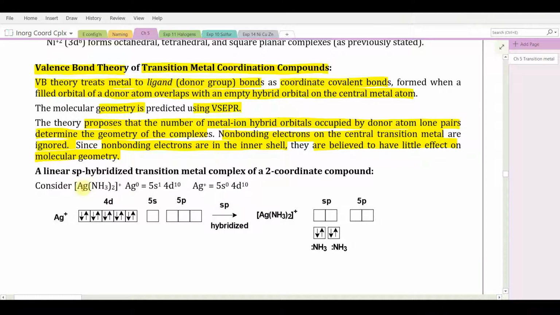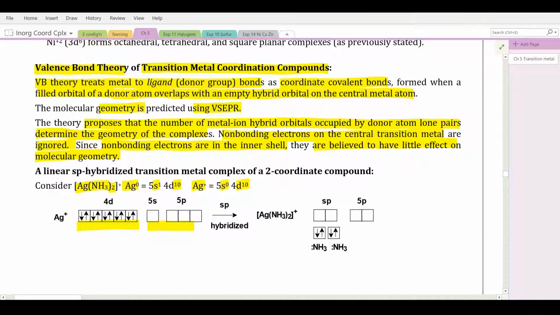Here's a coordination complex, the diamine silver cation complex. The electron configuration of silver element is 5s1 4d10, and the electron configuration of silver cation would therefore be 5s0 4d10. So here is the ground state electron configuration of a silver 1+ cation, 4d10. The s and p orbitals are empty.